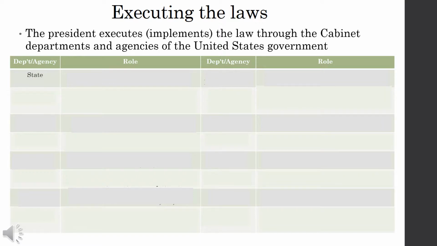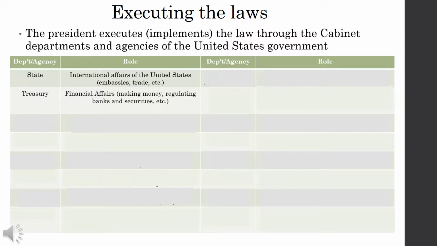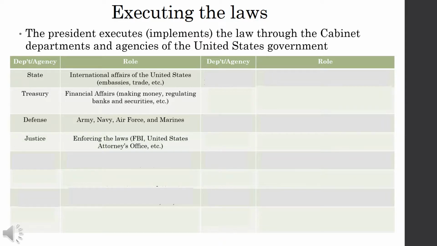They work in the State Department, which is in charge of the international affairs of the United States. The Treasury Department, which is in charge of our financial affairs. The Defense Department, or DoD, that's the Army, Navy, Air Force, and Marines. The Justice Department, who enforces the laws of the United States, and the Department of Interior. They're focused on federal land management.